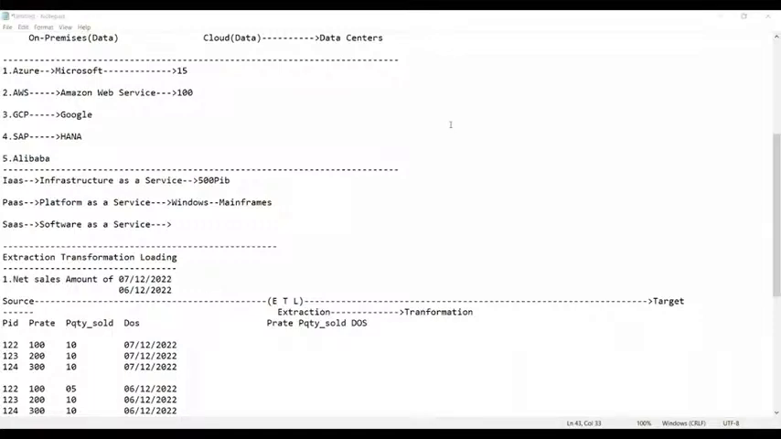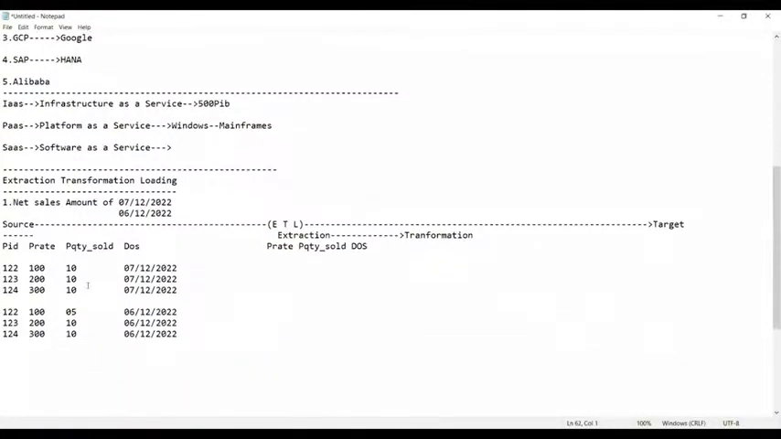Okay, so now we were discussing this. Can you see here? The first part is extraction. Out of all this, we require to pull in the product rate, product quantity sold, and DOS. A new date of sales is required in the process of extraction. Now, guys, the next process is the transformation.